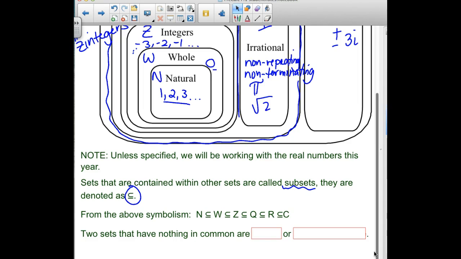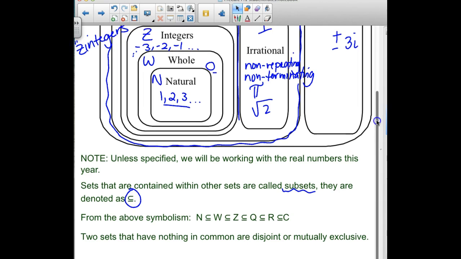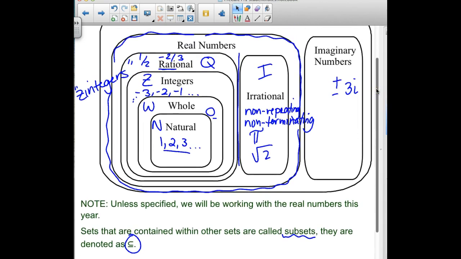All right, two sets that have nothing in common are called disjoint or mutually exclusive. For example, rational and irrational. They do not overlap. Real numbers and imaginary numbers do not overlap.